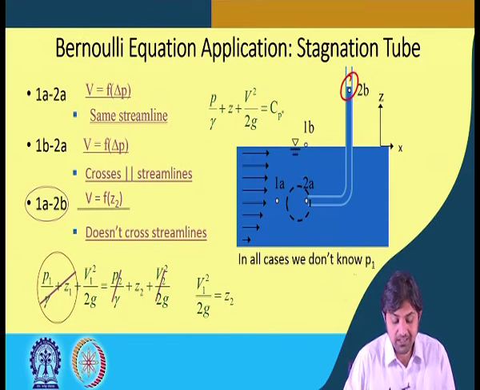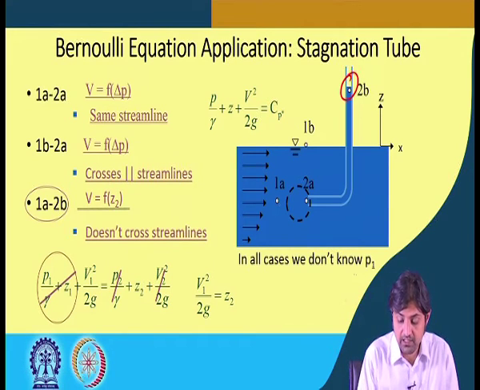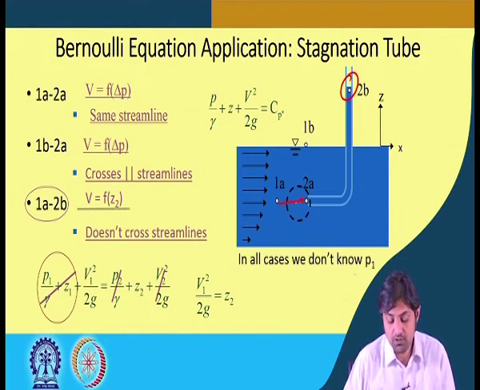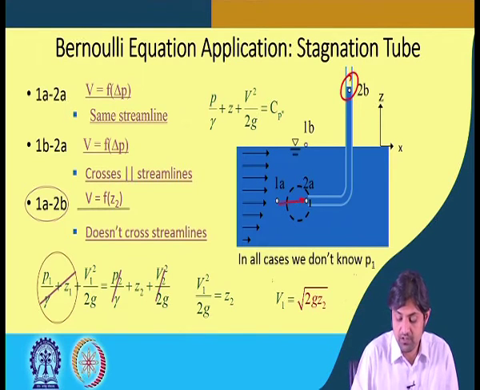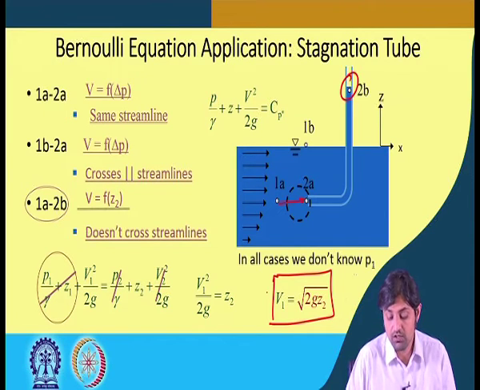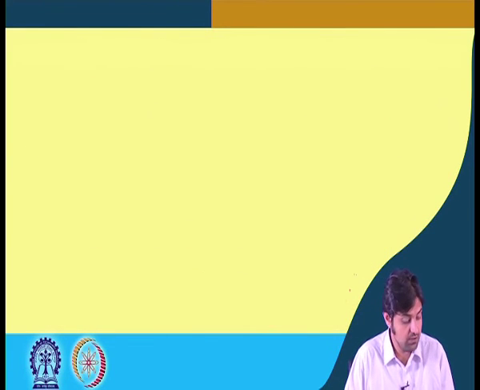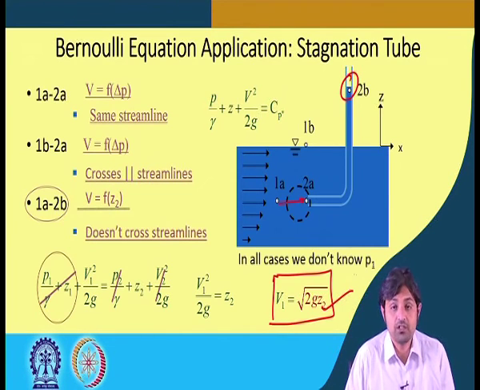So, we can simply write V1 square by 2G equal to Z2, or V1 is root of 2G Z2. So, this is the velocity, or if we know the velocity there, we can estimate Z2. That is how the water is going to rise in the stagnation tube.